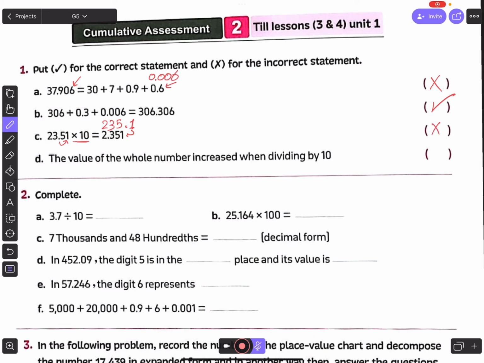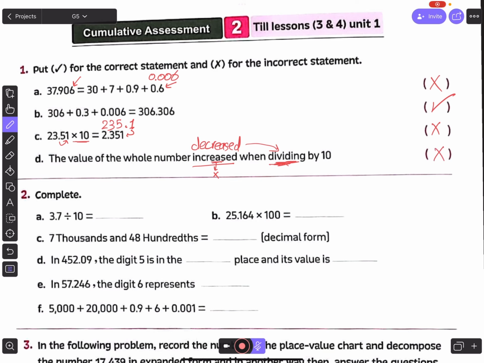Let's move to D. The value of the whole number increased when dividing. When we divide, the number becomes smaller, so it will be decreased. Or increased when we multiply. So decreased with dividing, but increased with multiplication. Okay, so this will be wrong. Let's move to number 2.